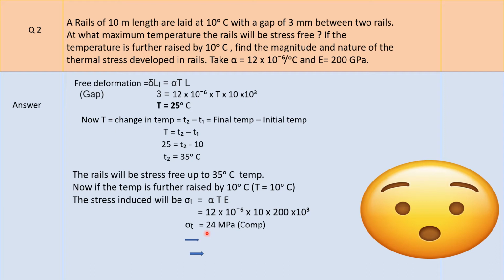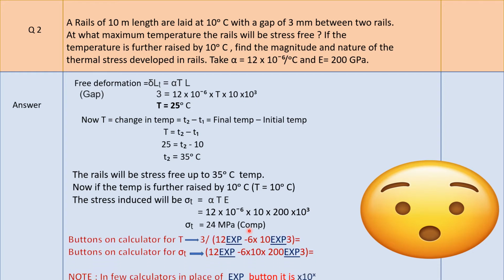Now there is an increase in temperature and the extension of the rod is prevented, so the stress developed will be compressive. So in the bracket write down compressive. That is the nature of the stress. Magnitude is 24 megapascal and nature is compressive.